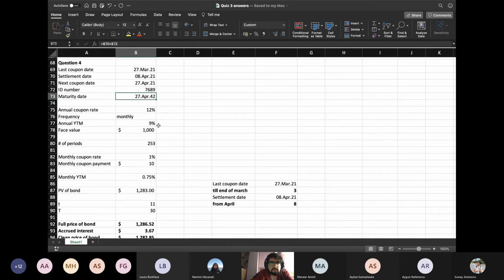We can easily subtract 2021 from 2042, multiply by 12, because we have 12 months in a year, and plus 1 because there is 1 month difference between last coupon date and next coupon date. Therefore, it should be 253.